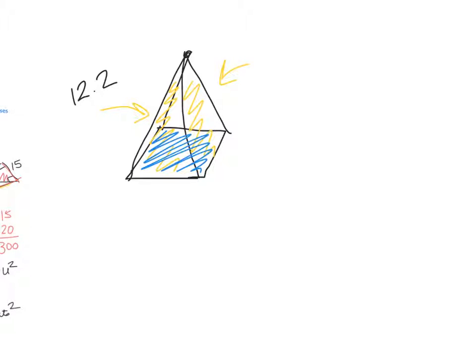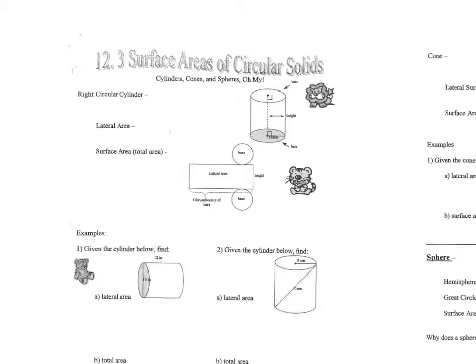So that is a quick summary of 12.2. Otherwise, it's the same concepts from 12.1. The big difference is there's only one base, not two. 12.3 addresses the surface area of circular solids.